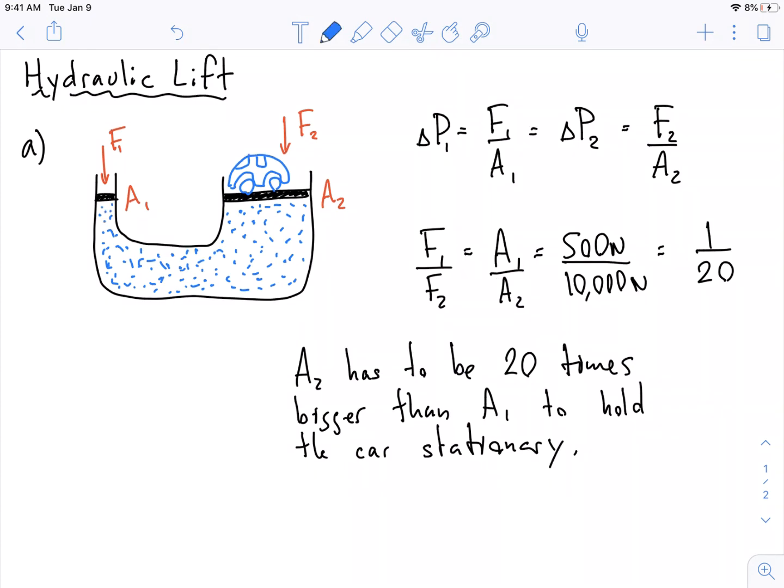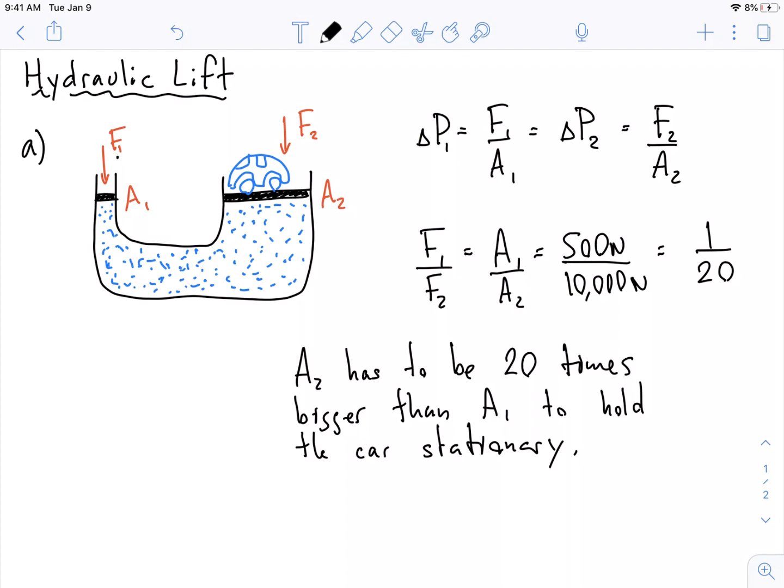So I just want to think about this for a little bit, because at first glance it looks like there might be a bit of magic happening here, right? We're pushing down with some force, and we're able to generate a much larger force by doing it. And so if I were to actually lift this car, aren't I getting something for free? It almost seems like this is violating the conservation of energy. And I want to show you that this isn't violating the conservation of energy.